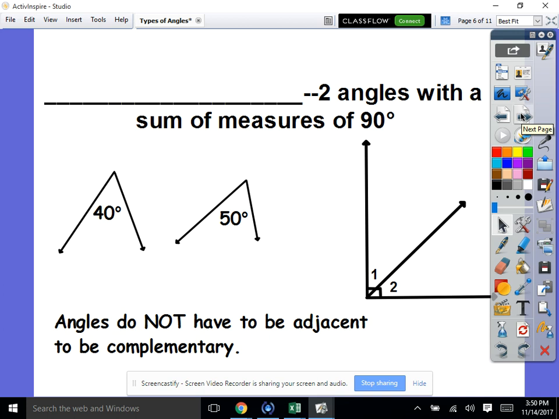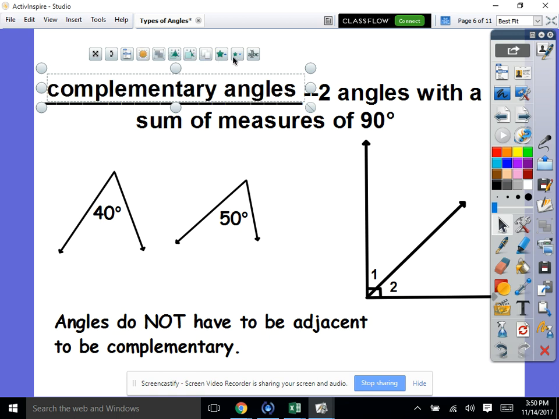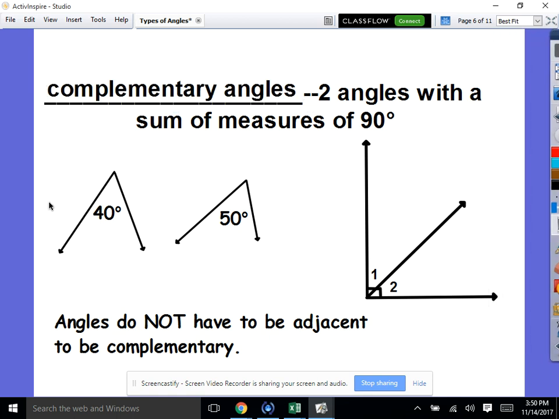Two angles with a sum of measures of 90 degrees are called complementary angles. Now, you will notice that angles 1 and 2 here are together and they actually form a right angle as signified by the square inside the angle. But you need to also understand that angles do not have to be adjacent to be complementary. An angle of 40 degrees and an angle of 50 degrees, because they add up to 90 degrees, those two angles are complementary.